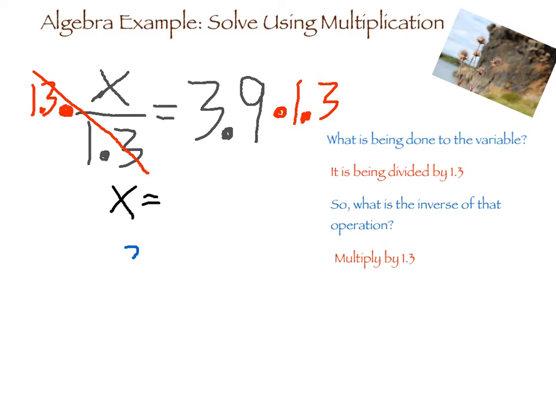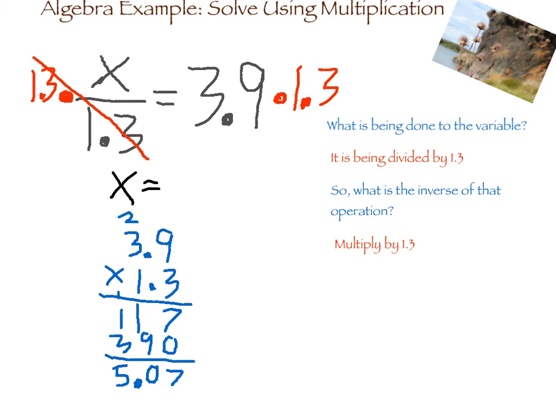But I'm going to multiply 3.9 times 1.3. So here's my calculation. I did the multiplication, and I had 2 decimal places, so I moved over 2 decimal places. I arrived at 5.07. You might want to take a second, just check my work, but I'm pretty sure that in this case, x is going to be 3.9 times 1.3, which is 5.07.